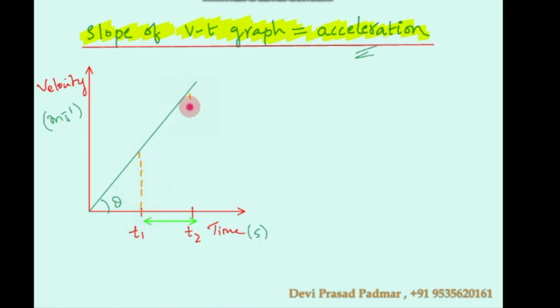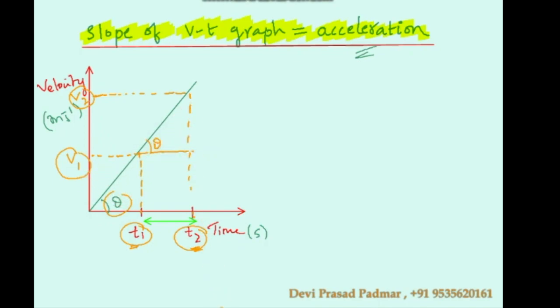So this is the time, no? For this particular time t1, here you will get the value of velocity. Similarly, for this particular time t2, here you will get the value of velocity. Let it be v2. So at t1 the velocity is v1, and at t2 the velocity is v2. If you consider this angle as theta, this should be theta, correct?